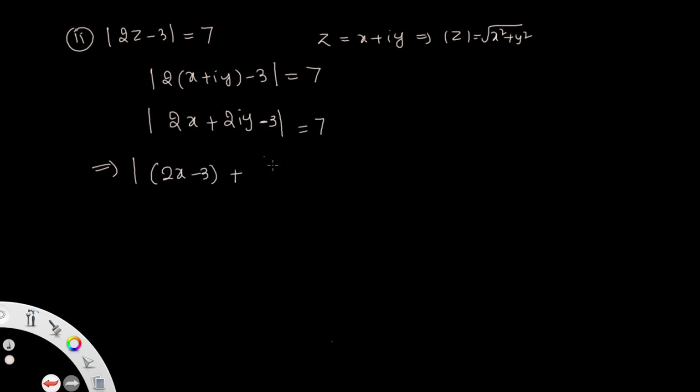That is 2x minus 3, and i as next term 2y, that is the imaginary part, equal to 7. So take z in the form of x plus iy, mod z equal to root over x square plus y square. That is root of (2x minus 3) whole square plus (2y) whole square, equal to 7.